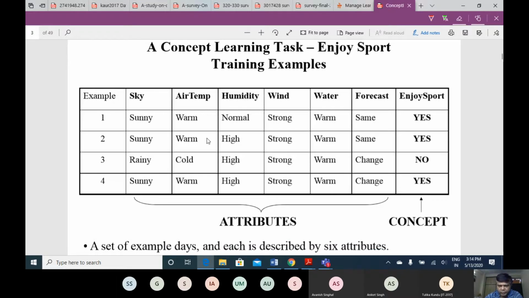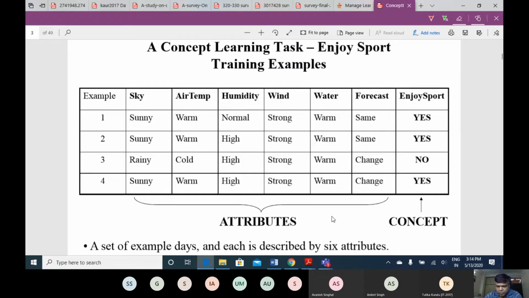So what do we call them? We call them training examples, for which we already know the values. So for this one, sky is equal to sunny, air temperature is warm, humidity is equal to normal, wind is equal to strong, water is equal to warm, forecast is equal to same, we say that we will enjoy the sport. In these conditions, we will also enjoy the sport. In these conditions, we will not enjoy the sport. In these conditions, we will enjoy the sport.